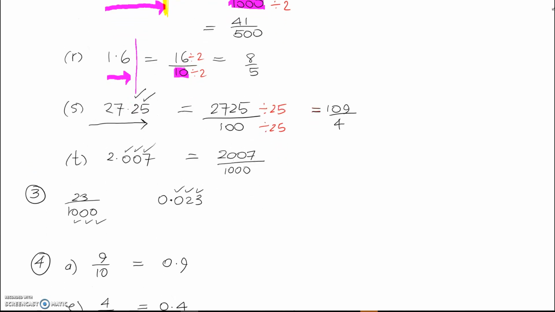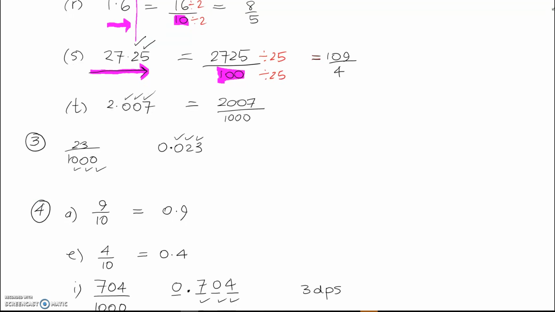Let's look at S. Let's walk from the left. The tens, the units, the tenths, stop at the hundredths. So that 2725 is in the hundredths column. So I write it as 2725 over 100. And I can divide top and bottom by 25. Let's look at T. That 2007 finishes in the thousandths column.